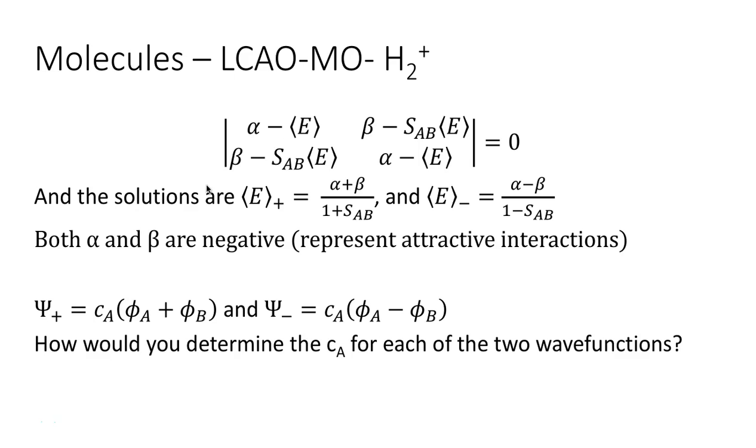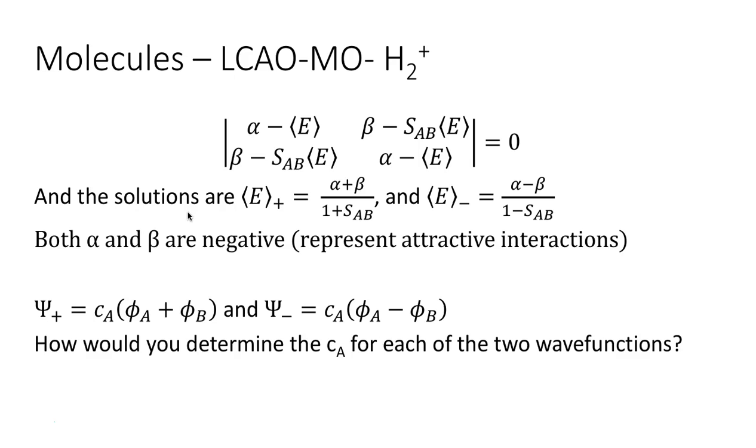Now I did want to point out that both alpha and beta are negative. In other words, they represent attractive interactions. They're interactions between a positively charged nucleus, actually two positively charged nuclei, and a negatively charged electron. So those represent attractive interactions. And then our solution wave functions, the plus and minus for the corresponding expectation value, are the addition of the two 1s orbitals or the subtraction of the two 1s orbitals.